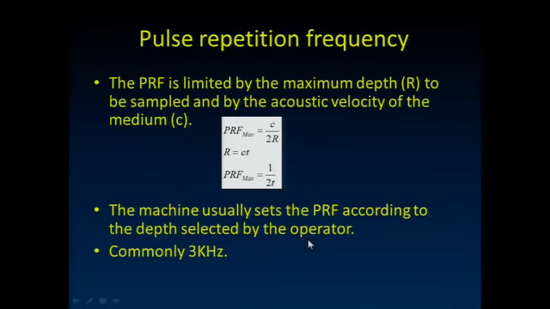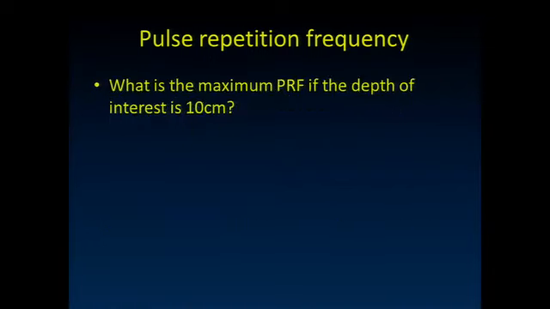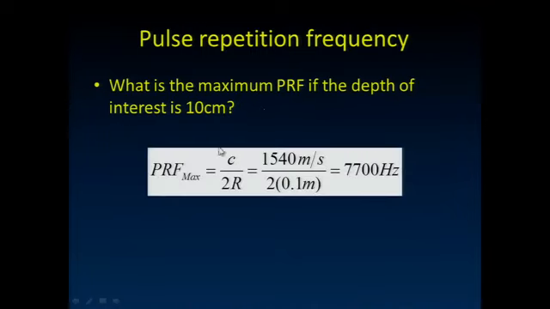So when I say to the tech, hey, go ahead and decrease the depth there, the machine now knows that I can increase the pulse repetition frequency, because people aren't interested in looking at the echoes coming from deeper than that. So what is the maximum pulse repetition frequency if we want to look 10 centimeters deep?